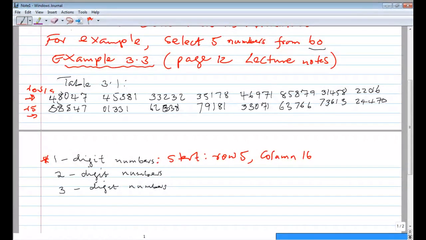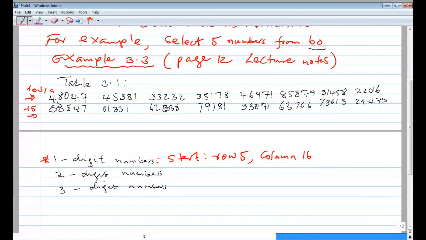Can I ask why we are starting from row 5, column 16? Yes, it's what I've just chosen myself. You can start anywhere, but as I've already indicated, we just want to have a uniform approach. There's no reason for that. You can start anywhere because those are random numbers, isn't it? But for now, I have to direct you so that you all have the same thing.